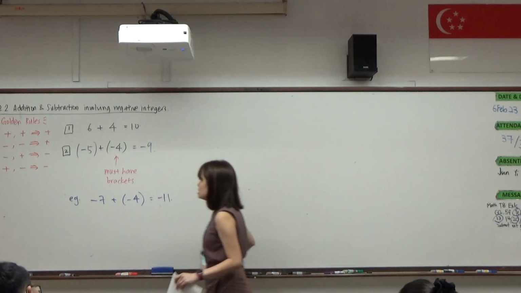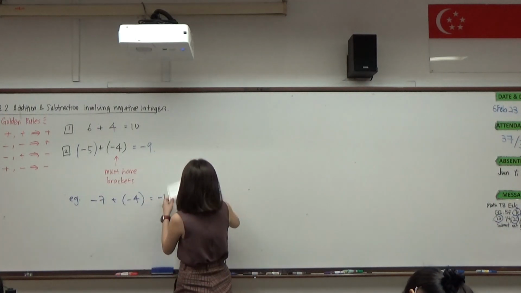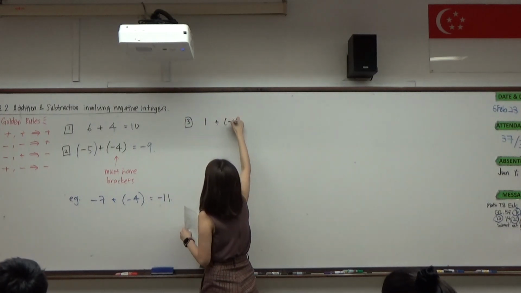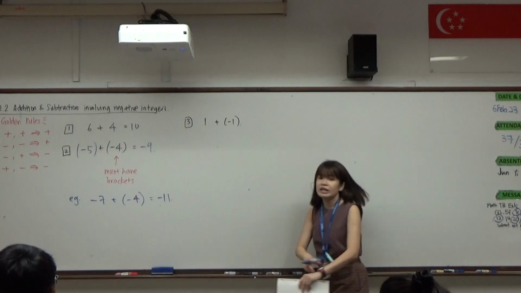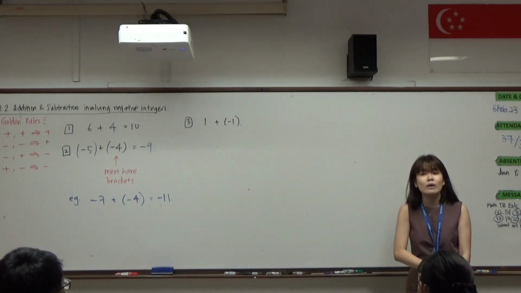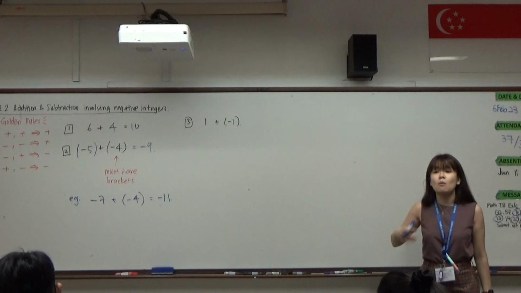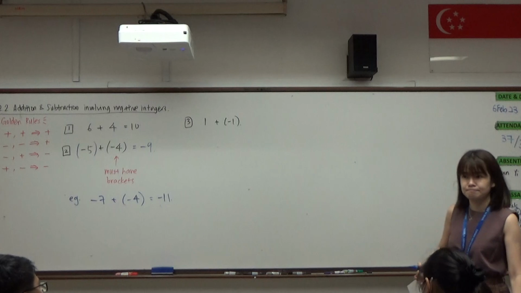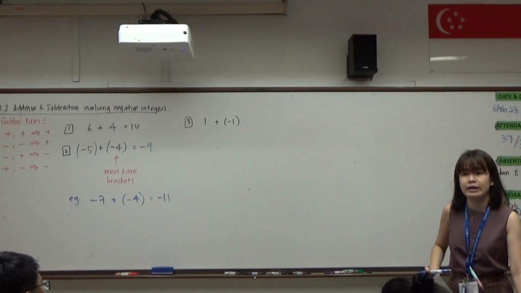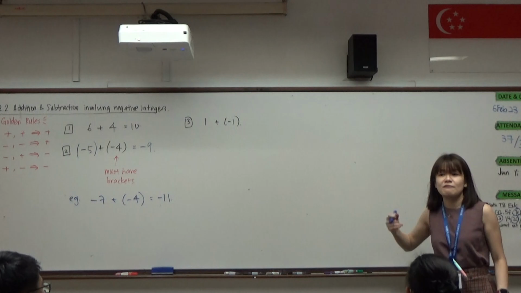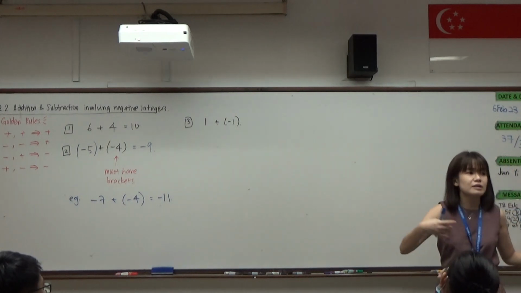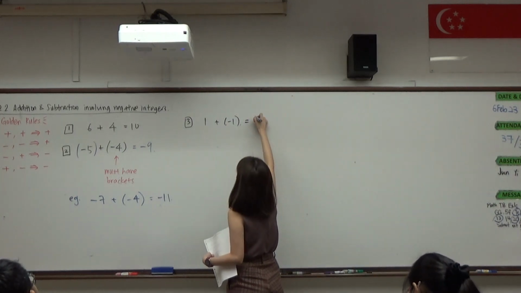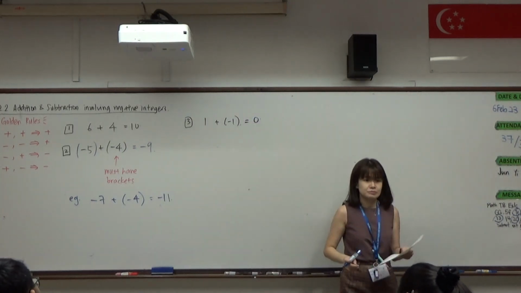Now, concept number 3. 1 plus negative 1. How do I understand this? I currently have $1, and then I actually owe Enqi $1. So I need to pay her back. I will take the $1 out of my pocket and return it to her. At the end of the day, how much do I have? 0. So 1 plus negative 1 will have to be 0.